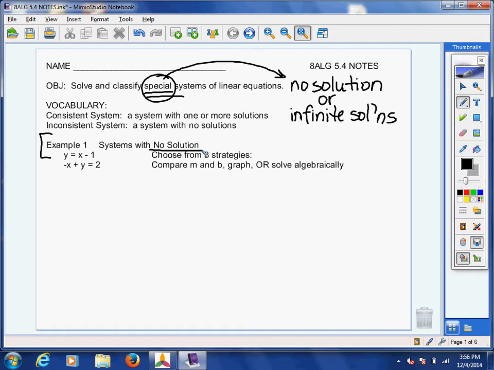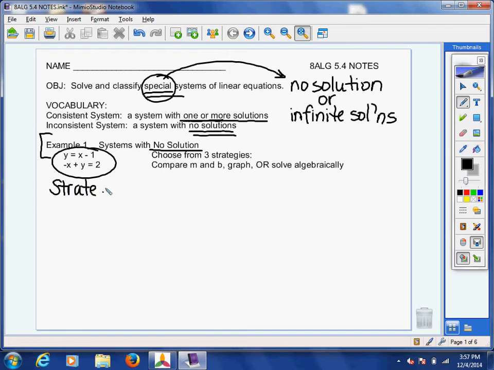A consistent system is a system with one or more solutions. An inconsistent system has no solutions, and that's what we're going to focus on today. Systems with no solutions are classified as inconsistent, but the solution is no solution. Let me show you what this system looks like. Here's a great example: y equals x minus 1 and negative x plus y equals 2. Now let's look at strategy 1.